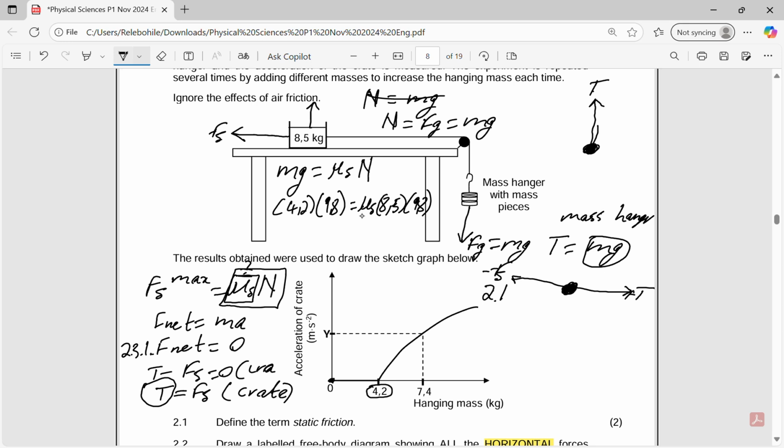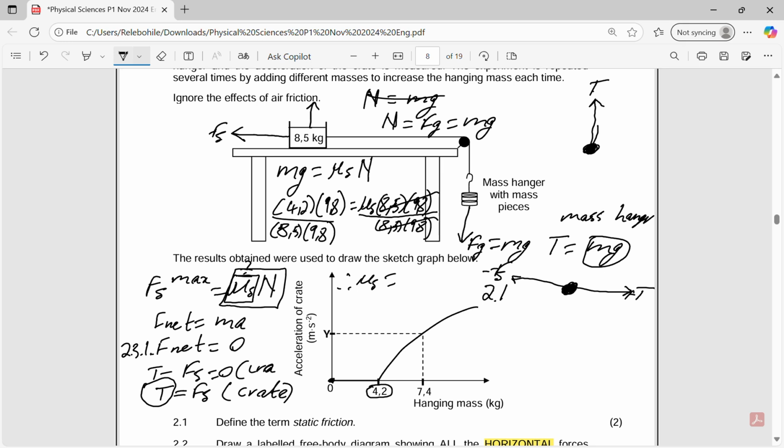Then from here, guys, we will divide by 8,5 times 9,8 on both sides. Why? Because we are solving for this. So we will divide both sides by 8,5 times 9,8, and we know that on this side everything is going to cancel. Therefore, my coefficient of static friction will be equal to, this one I'll put on a calculator as it is.